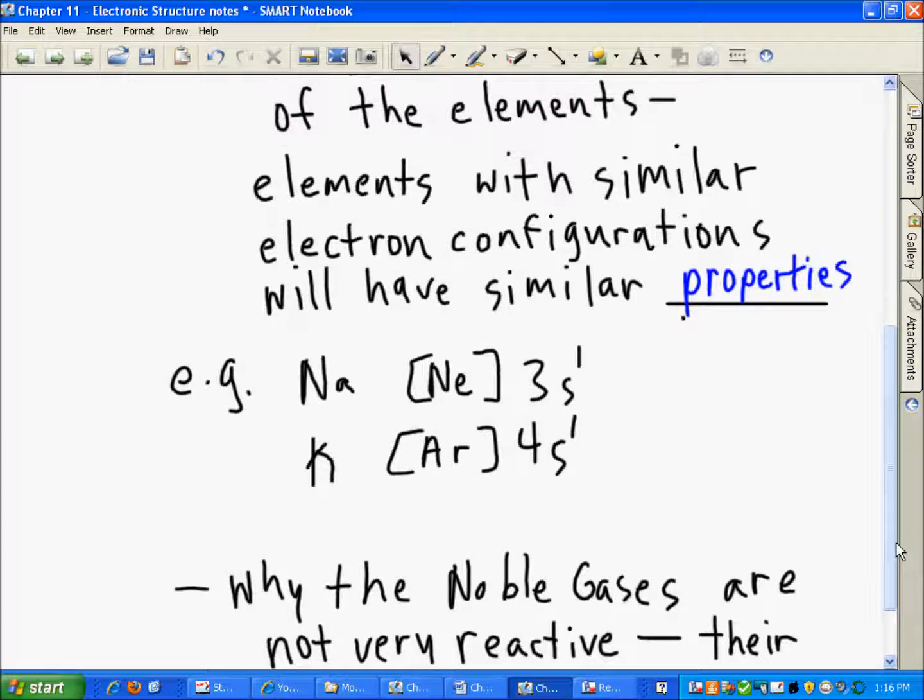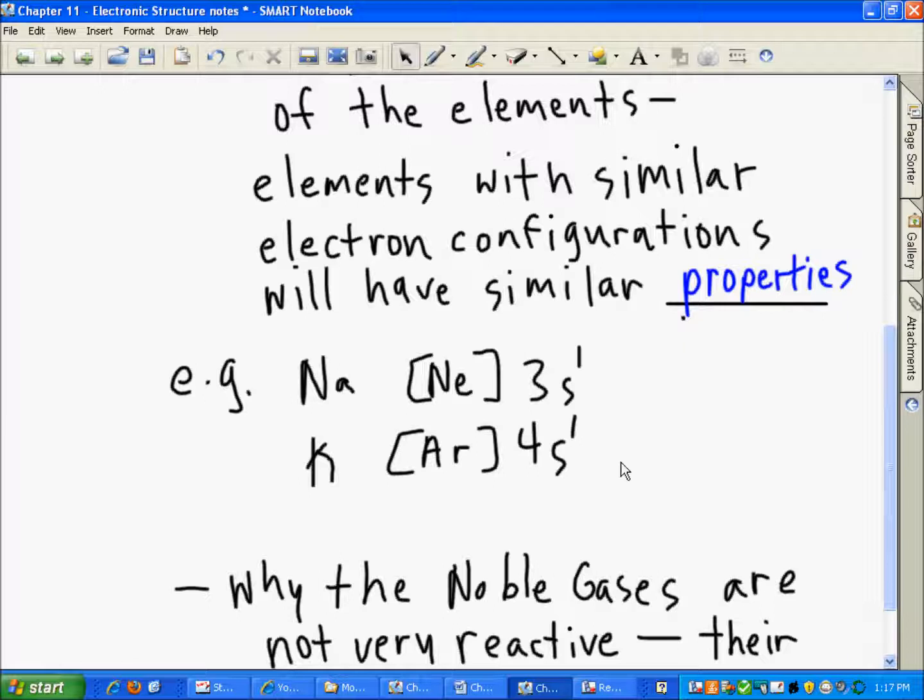Now, for example, if you think about sodium, sodium has the electron configuration [Ne] 3s1. And potassium, which is right below it in the periodic table, has the electron configuration [Ar] 4s1. And so they're both s1. And in fact, all the elements of the alkali metals, all the elements that are in the first column of the periodic table, are all s1. And because they're s1, they have similar properties.